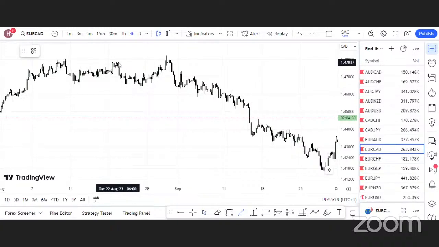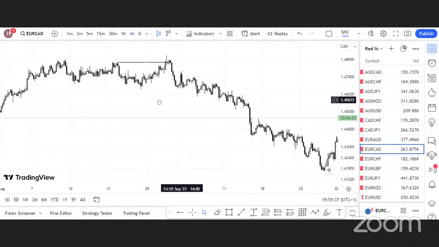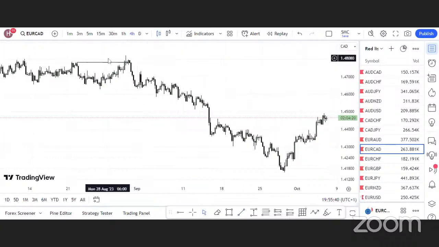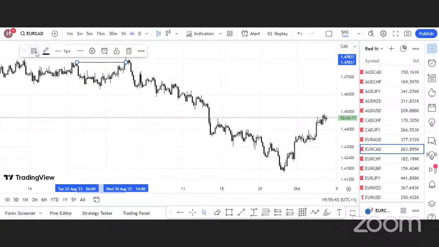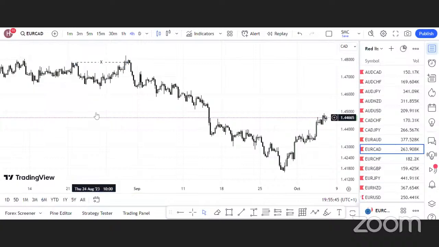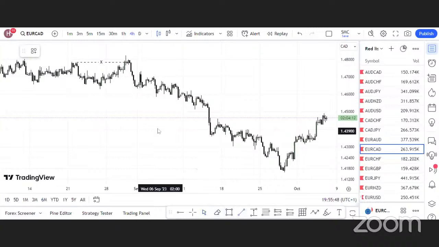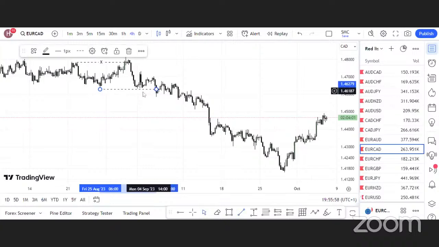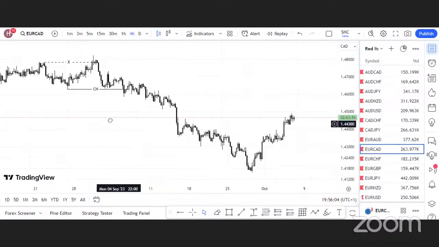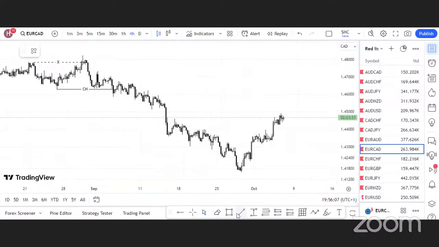Okay, so we have, guys, don't pay attention to this. What I want you to pay attention to is my trend line. The SMC strategy has become part of me that whenever I'm making any analysis, I just love to label them. So now let's draw our trend line.